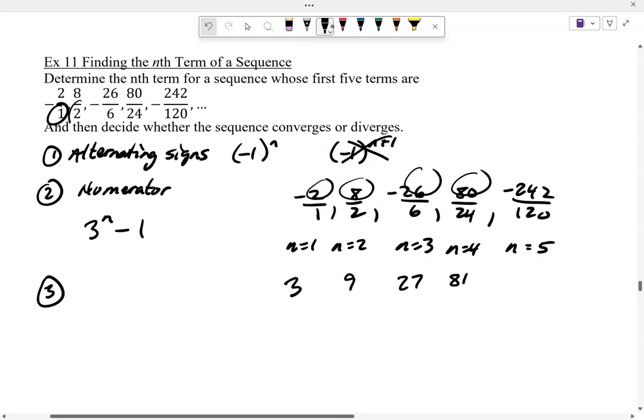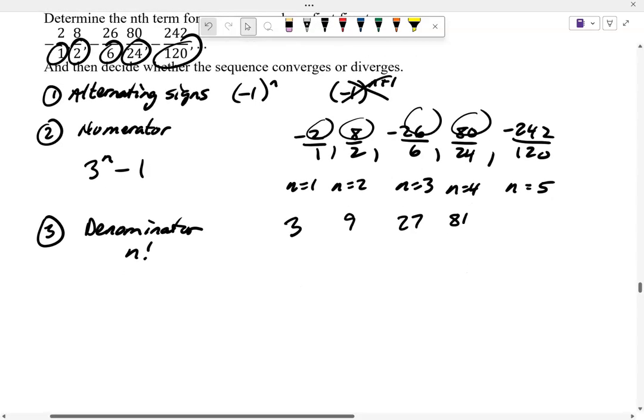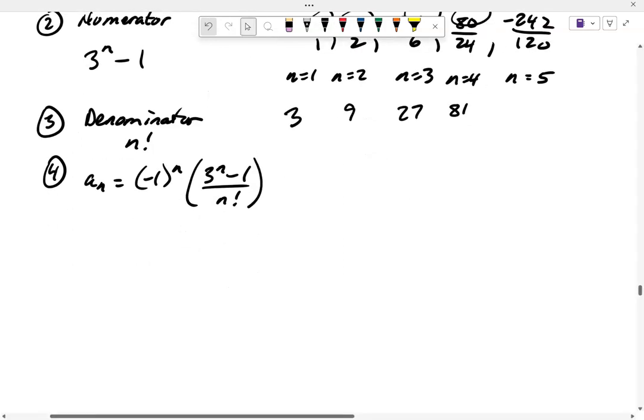That's 1 factorial, that's 2 factorial, that's 3 factorial, 4 factorial, that's 5 factorial. So the denominator is n factorial. And so if you put this all together, the nth term, there's the alternating sign, and then you've got, here's my numerator, and there's my denominator, okay? So that's your explicit formula.